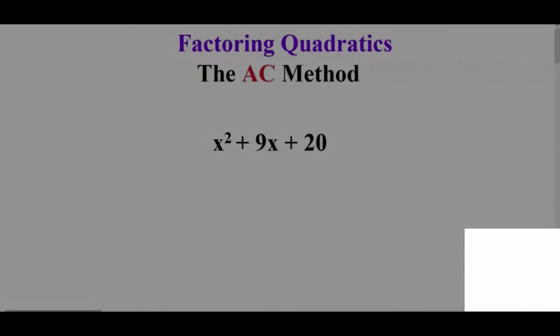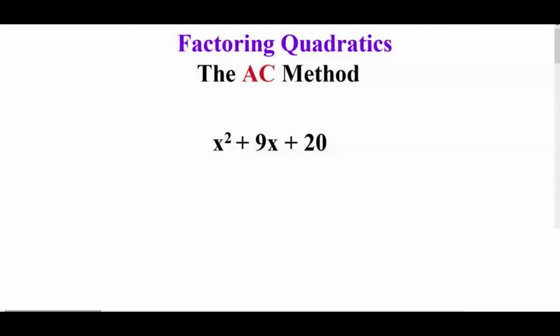Okay, so we're going to start with factoring quadratics, and we're going to be using the AC method, and this is just one way you can do it. There's other ways, but this is a very basic way to factor a quadratic. And I call this the AC method because what you see is we have three terms here in this quadratic expression. I've got an A term, a B term, and a C term.